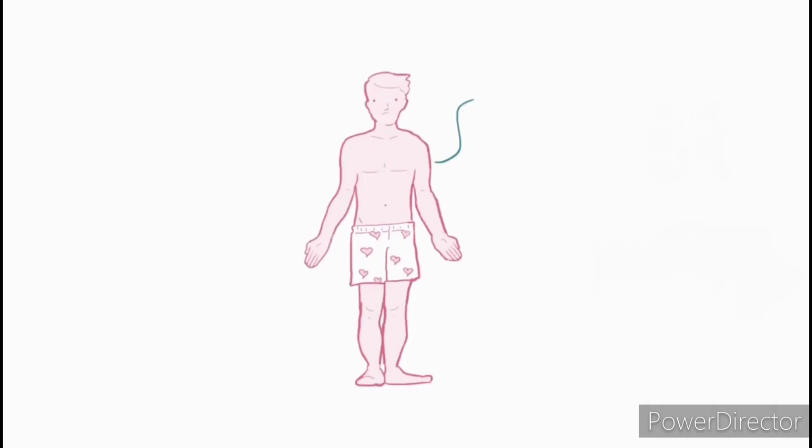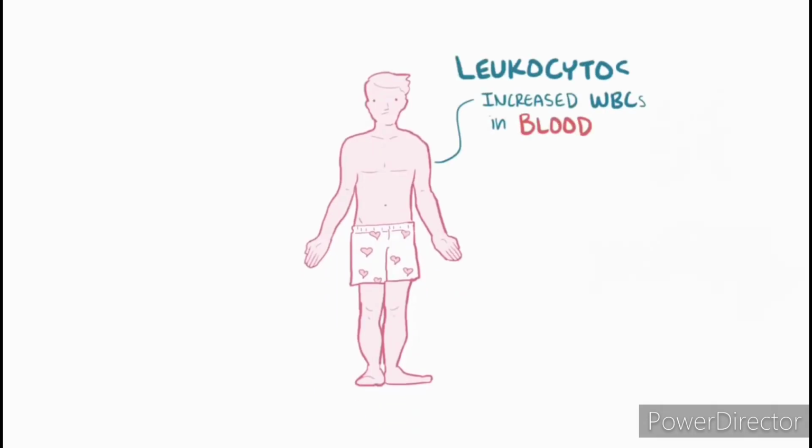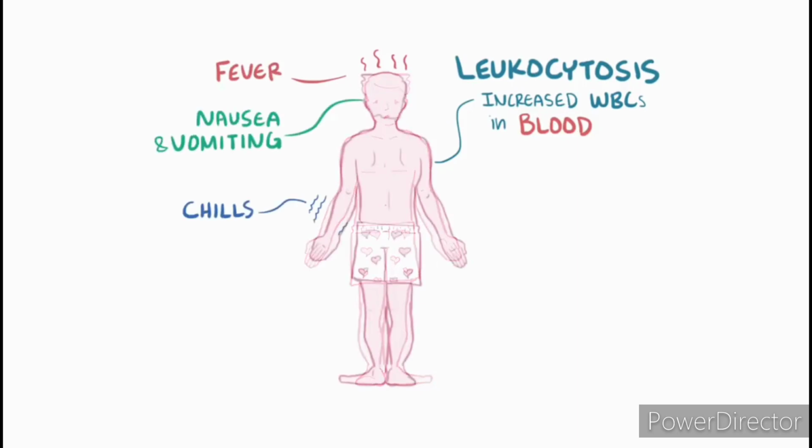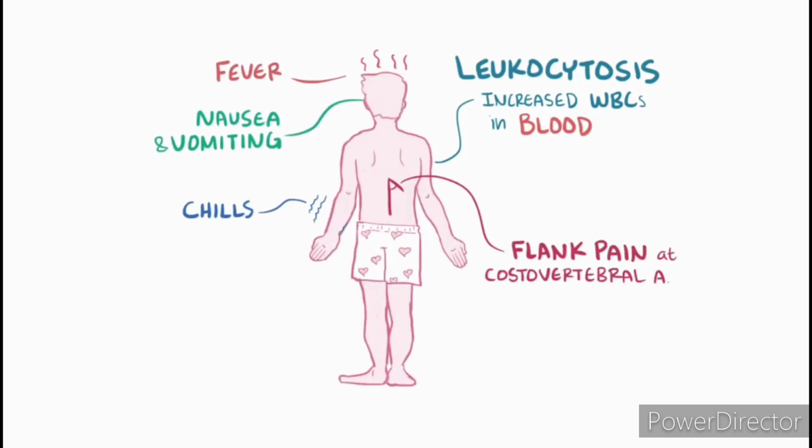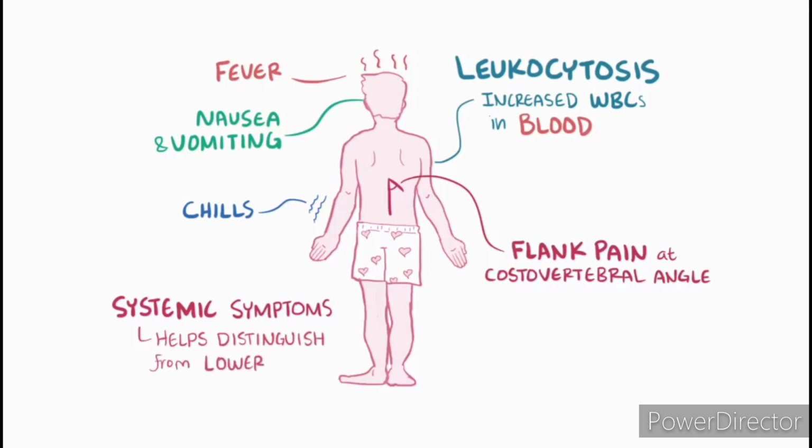Patients also can present with increased white blood cells in their blood called leukocytosis, and as a result of an inflammatory immune response, patients can also develop fever, chills, nausea, and vomiting, as well as flank pain at the costovertebral angle. These systemic symptoms are what often distinguish acute pyelonephritis from a lower urinary tract infection.